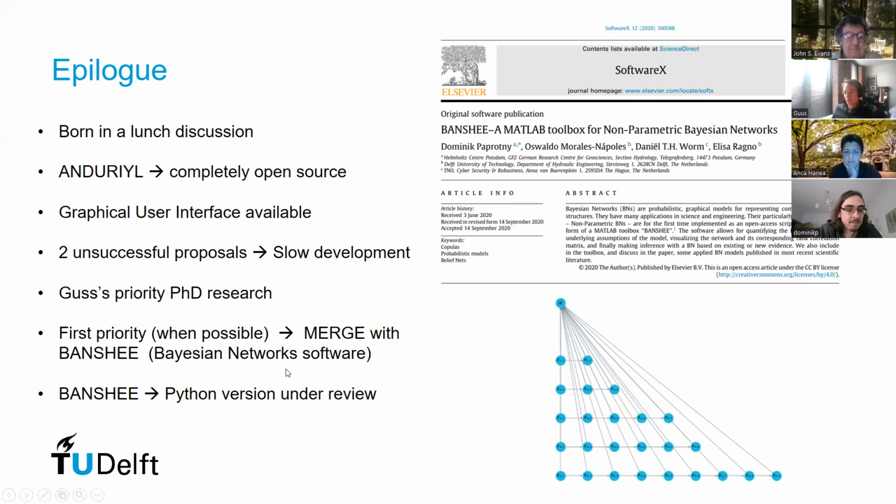By the way, the Python version of Anduril is currently under review at SoftwareX, so we expect that the Python version will be available soon. It has taken almost 2 years, but the review at SoftwareX is taking longer. I don't know why. But anyway, we do want to merge Anduril and Banshee in order to be able to use expert judgments to work with Bayesian networks. So that's the talk I have for today. Thank you for your attention, and happy to hear comments and questions.